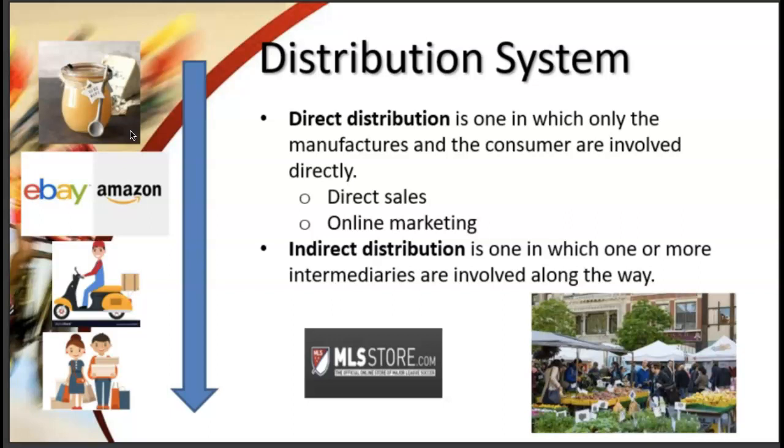The second type of distribution is called indirect distribution. It's one in which one or more intermediaries are involved along the way, right? For these kinds of distribution, a lot of the time you are not able to buy things directly. So you have to go to a different platform, right? Go to the retailer to buy these products. A lot of the time they have to go through many different intermediaries.